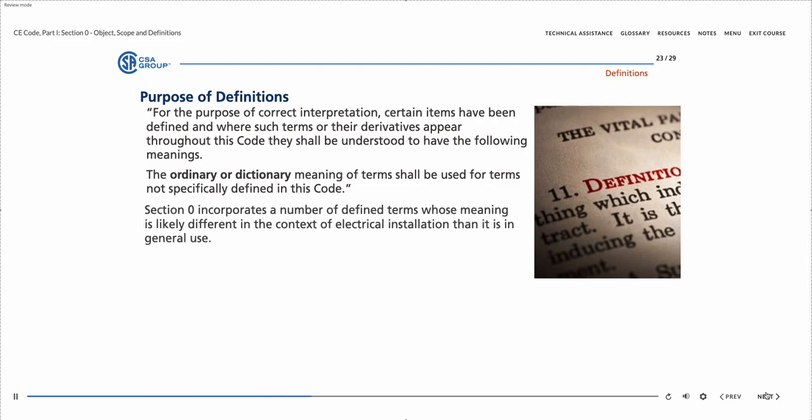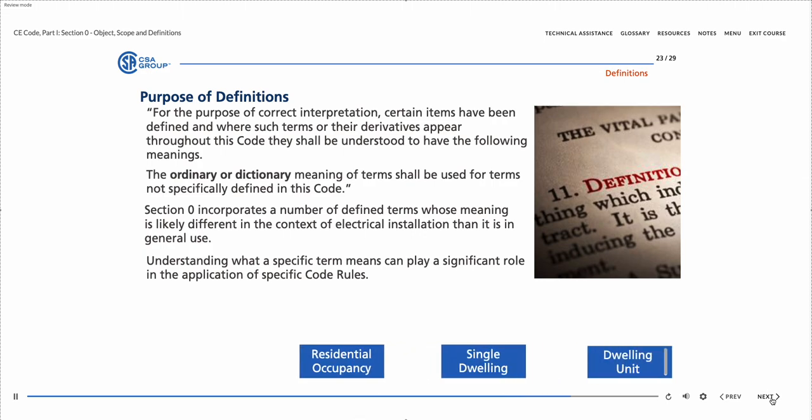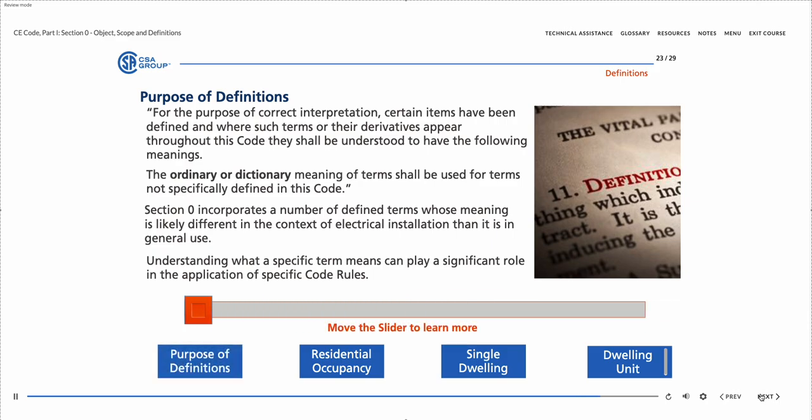Section 0 incorporates a number of defined terms whose meaning is likely different in the context of electrical installation than it is in general use. Understanding what a specific term means can play a significant role in the application of specific code rules. For example, take a look at these three terms: residential occupancy, single dwelling, and dwelling unit.